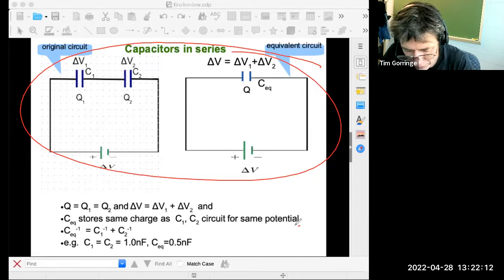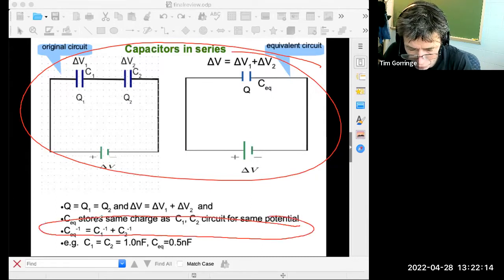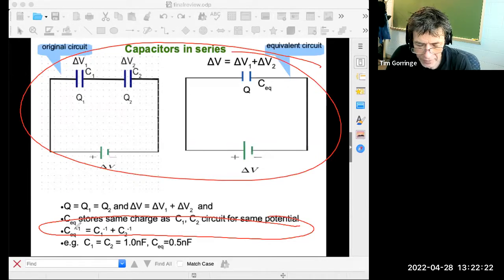And again, if you follow that logic, you get a rule and an equation for the equivalent capacitance of a pair of series capacitors. The reciprocal of the equivalent capacitance is the sum of the reciprocals, or the inverses, of the individual capacitors. So that's the rule for capacitors in series.